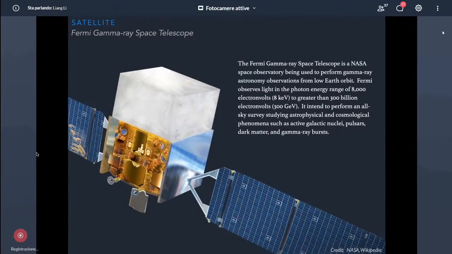The other very important satellite is the Fermi Gamma-ray Space Telescope, launched in 2008, and it carries two main scientific instruments. First is the Gamma-ray Burst Monitor, which we call GBM, and the other is the Large Area Telescope, which we call LAT. GBM detects emission from the keV to MeV energy band, and the LAT detects the high energy emission, usually GeV emission. The observed energy range of Fermi is much wider than Swift, from 8 keV to more than around 300 GeV.